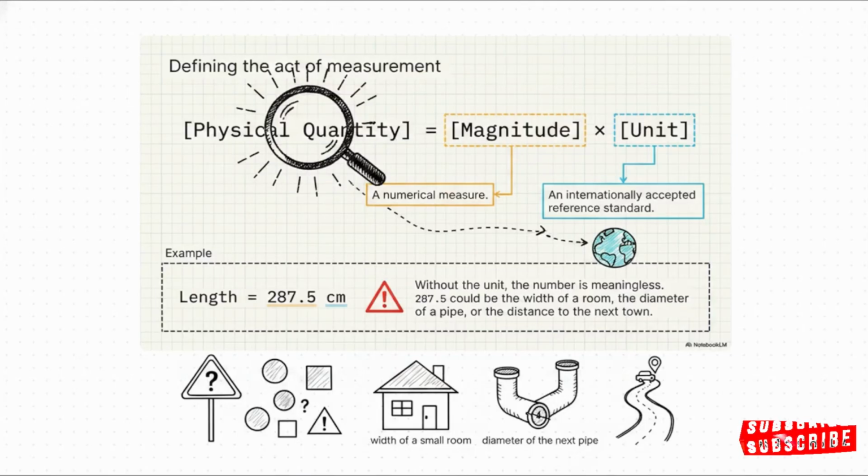And that right there brilliantly illustrates why a physical quantity always requires two things: a magnitude, your number, and a unit. Because if I just say 287.5, what is that? Is that the distance to the next town in miles? Could it be the diameter of a pipe in millimeters? But if we give it the unit of centimeters, suddenly it makes perfect sense as maybe the width of a small room. The unit is the thing that actually grounds the math into our physical reality.